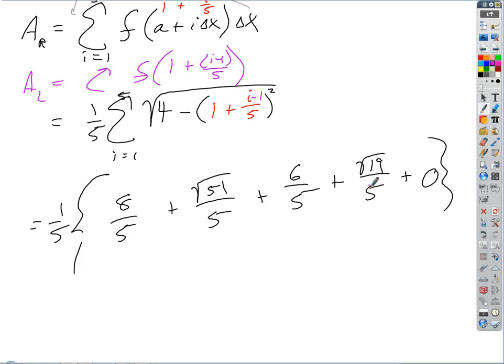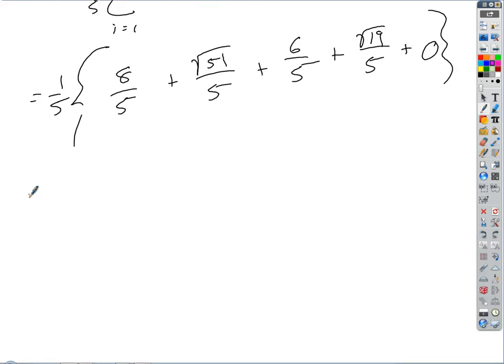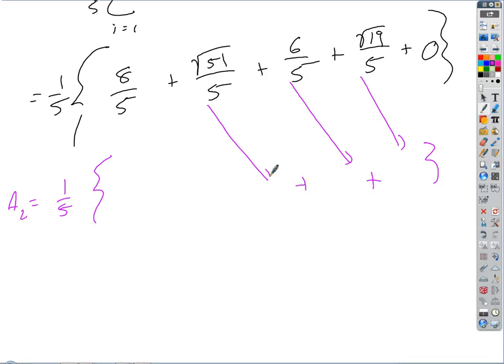Yeah, because when we add up, you see how those kind of offset. We're just going to end up with a sub L equals 1/5 times just that, right? Make sense? Okay. All right.